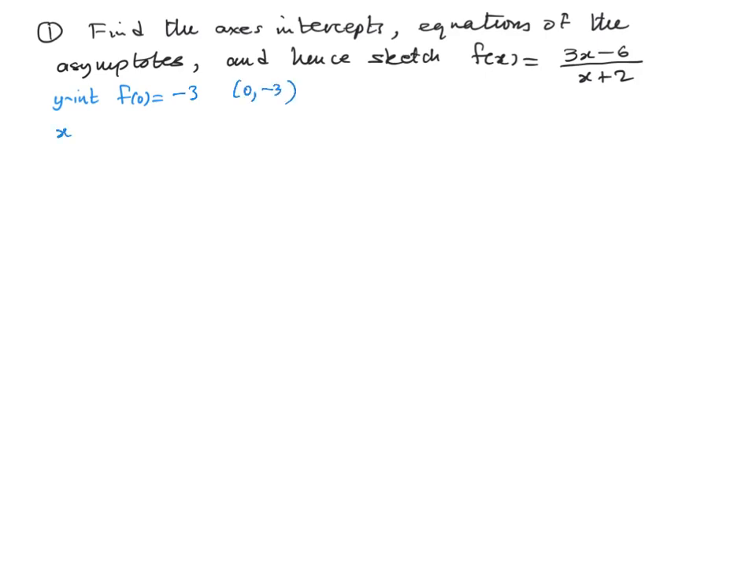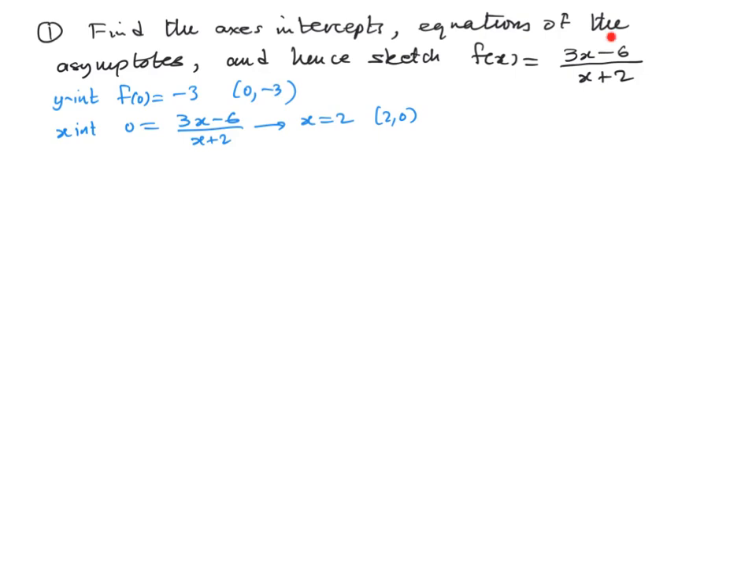Now, to get the x-intercept, we would make y equal to 0. So 0 equals 3x minus 6 over x plus 2. And so we solve that. Really, the numerator has to equal 0, so x is going to equal 2. And we verify that that doesn't conflict with the denominator, the domain restrictions, so x not equal to negative 2. So we're okay, x equals 2 is fine. So 2 comma 0 is the x-intercept.